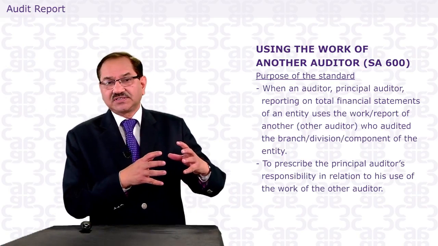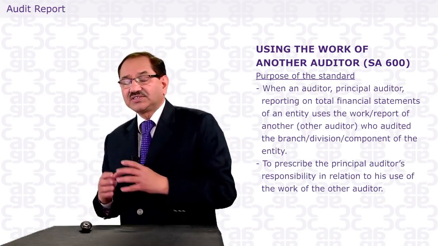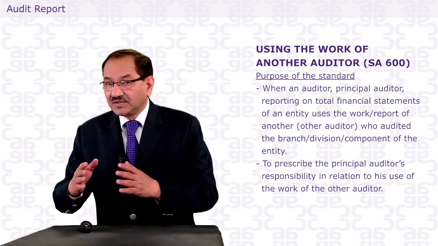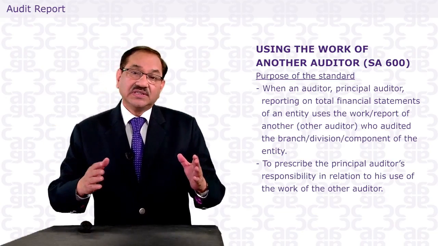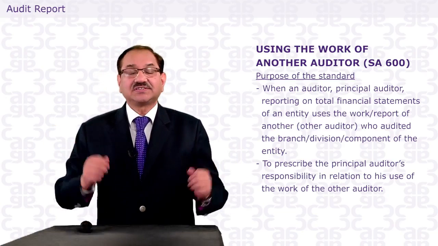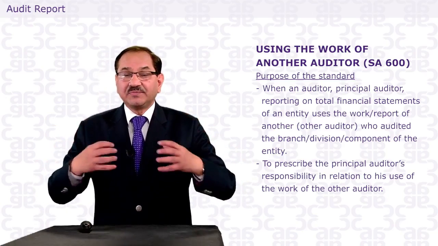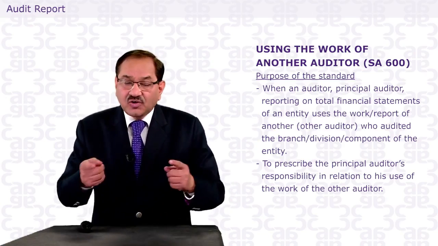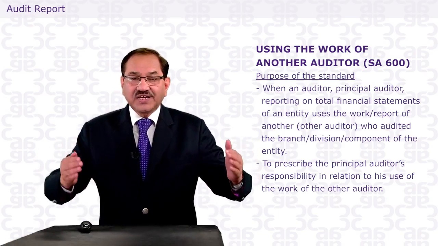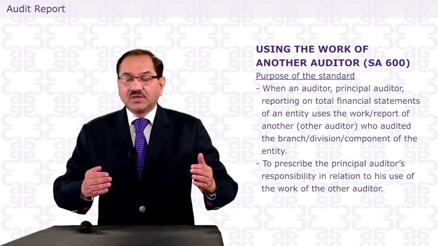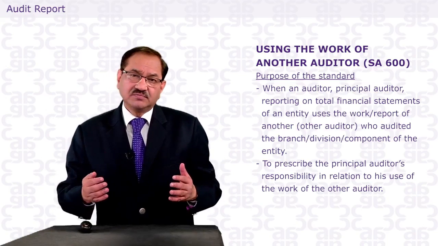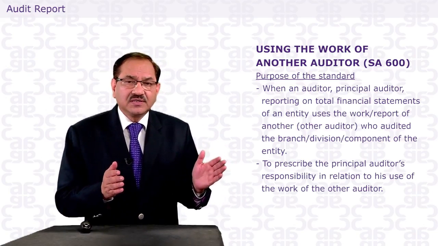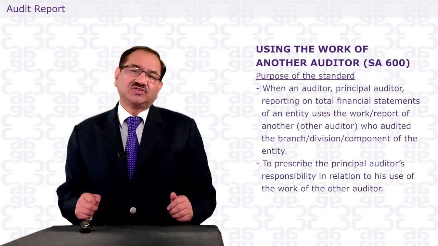You are the principal auditor, you have got the reports from the branches, and maybe the company which you are auditing has 5 major branches. They are being audited by other auditors. Those auditors' reports have been given to you as the principal auditor. Now you have to use those branch auditors' reports, and after using them, form your opinion, because you have only audited that portion which is not audited by the branch auditors.